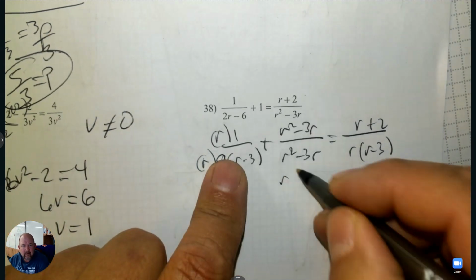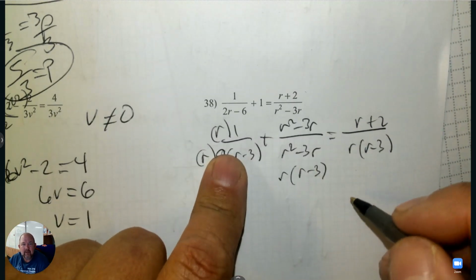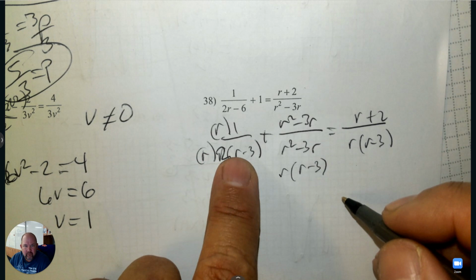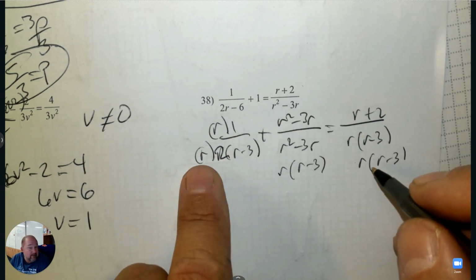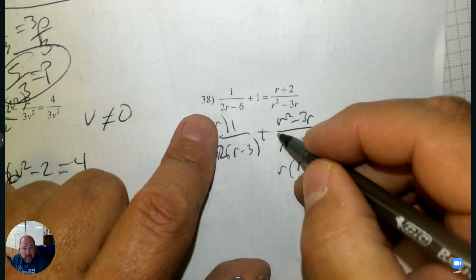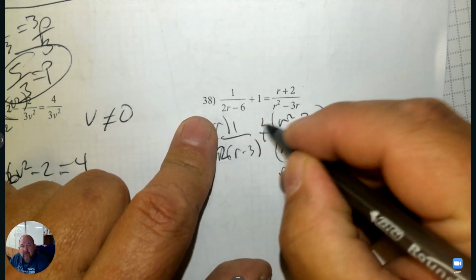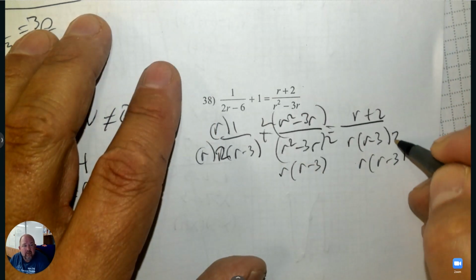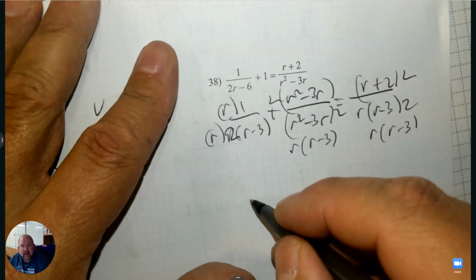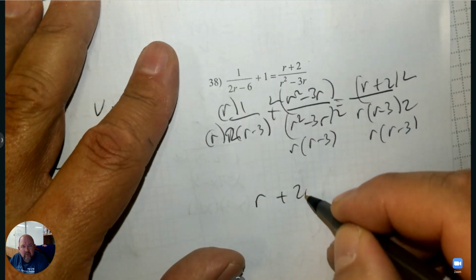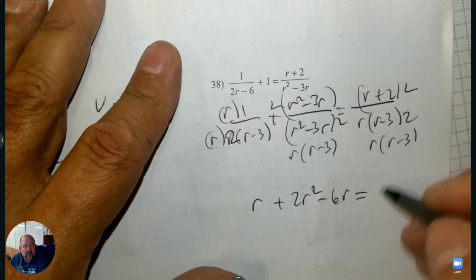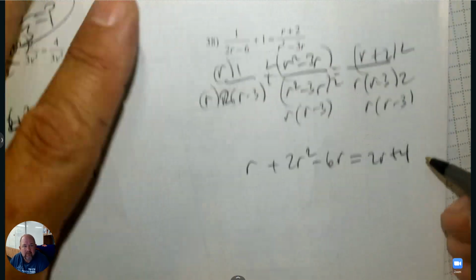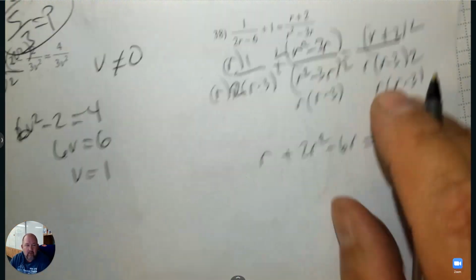I got R minus 3. So there's an R minus 3. There's an R minus 3. So it needs an R. So this one needs a 2. And this needs a 2. So let's see what we got. So I got 2R squared minus 6R, 2R plus 4. Let's see if that turns into something okay.